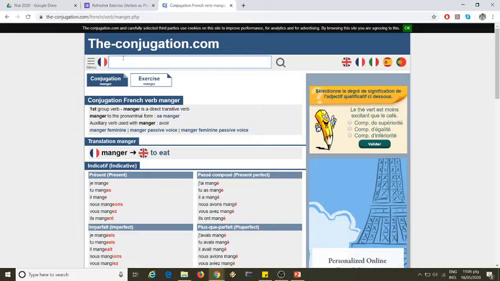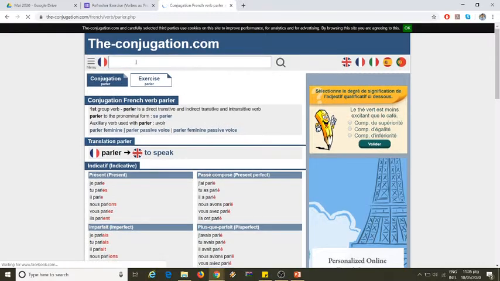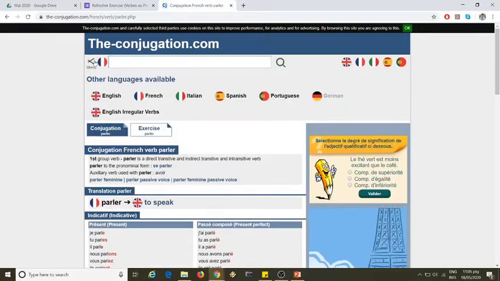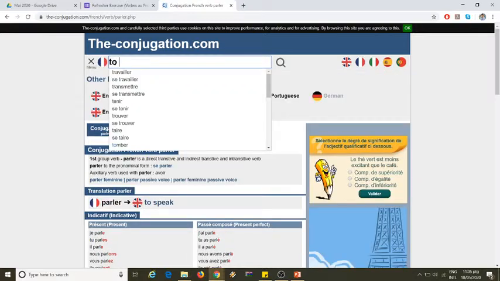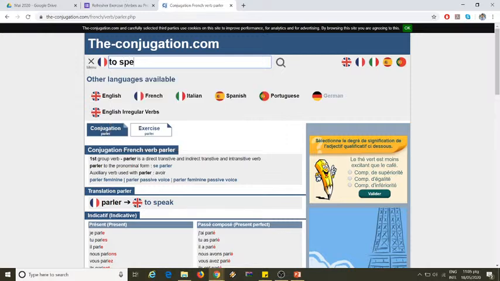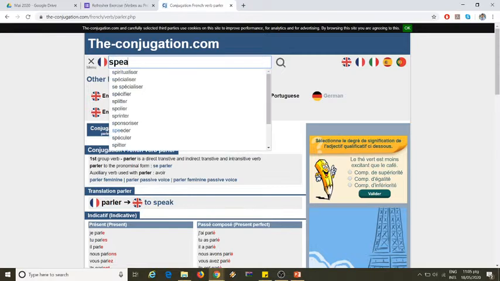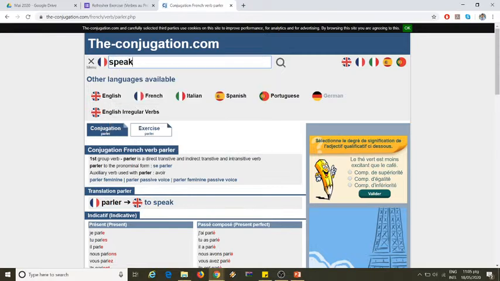What else? Apa yang kita dah belajar? Parler. Parler means to speak. Wait, let me. If I put in English, no, I don't think so. You guys still need to remember the verb lah.